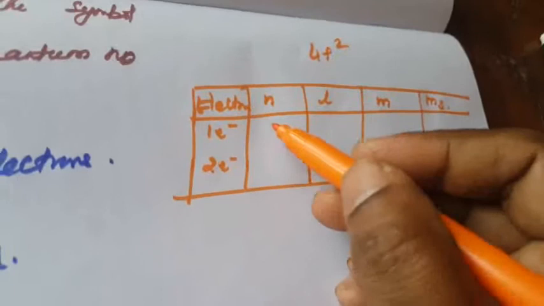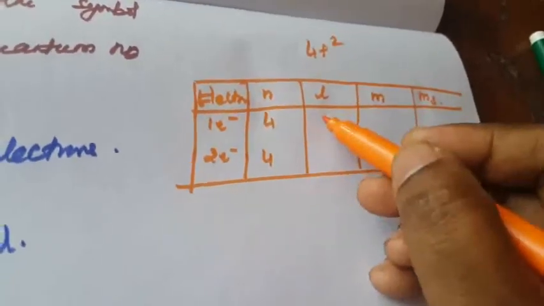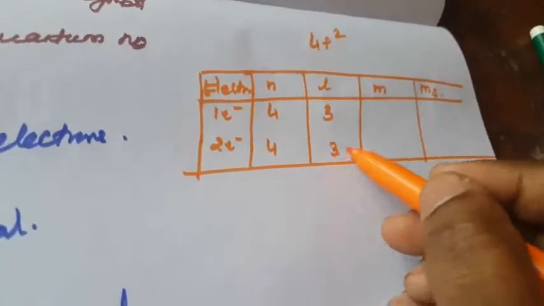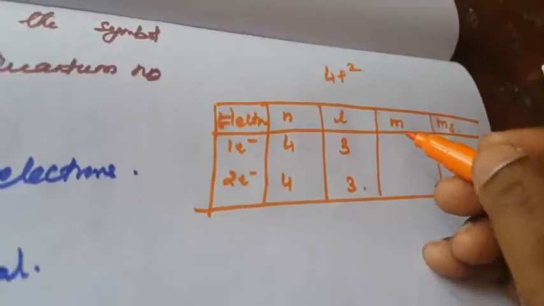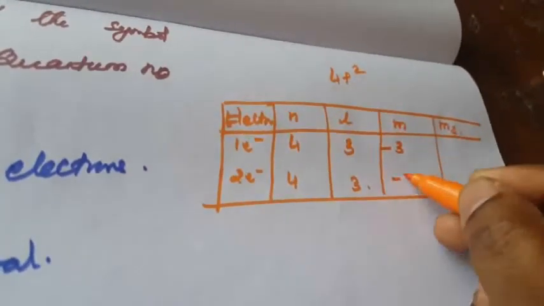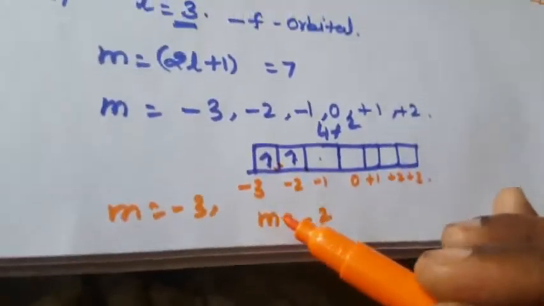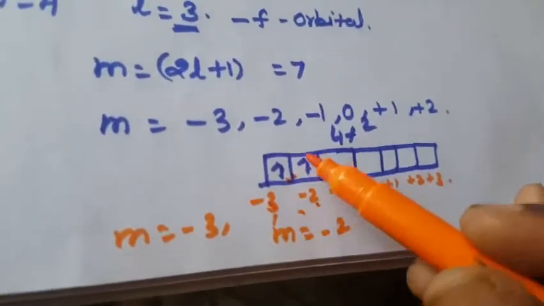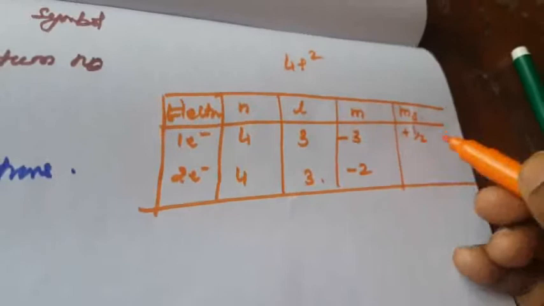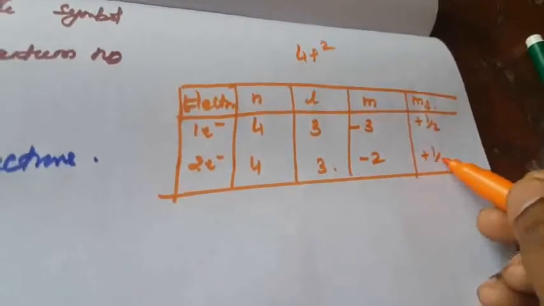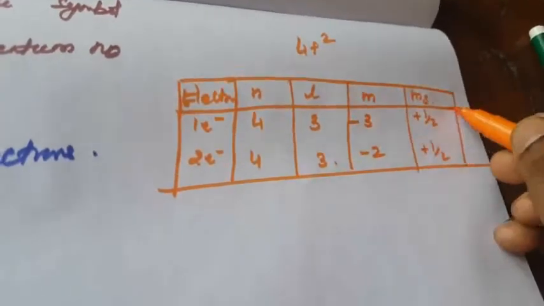So n is equal to 4. The l value is equal to 3, and that is the same for both. For the m value, only 1 electron is in each position, so m is equal to minus 3 for one and minus 2 for the other. That is why I am writing minus 3, minus 2. That is the 2 electrons. Then the spin quantum number: this is plus half, this is also plus half. That is the 4 quantum numbers.